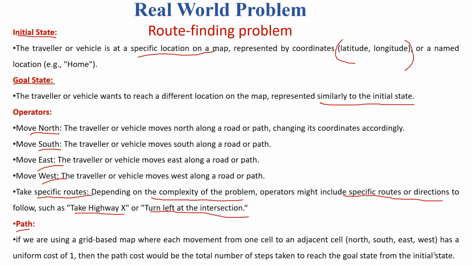Then comes path. Suppose you use a grid-based map where each movement from one cell to the adjacent cell has a uniform cost of 1, then the path cost would be the total number of steps taken to reach the goal state from the initial state.